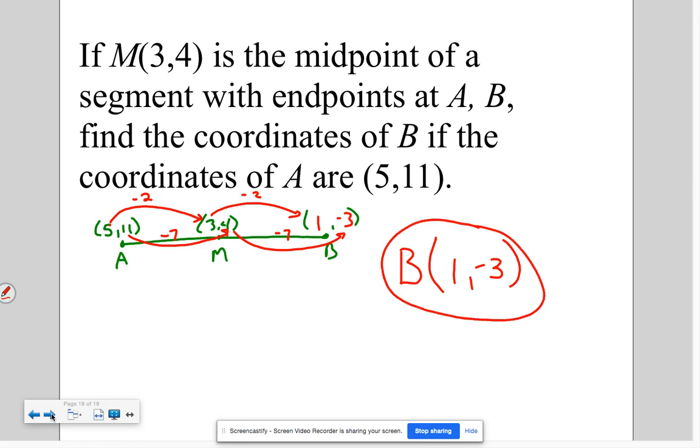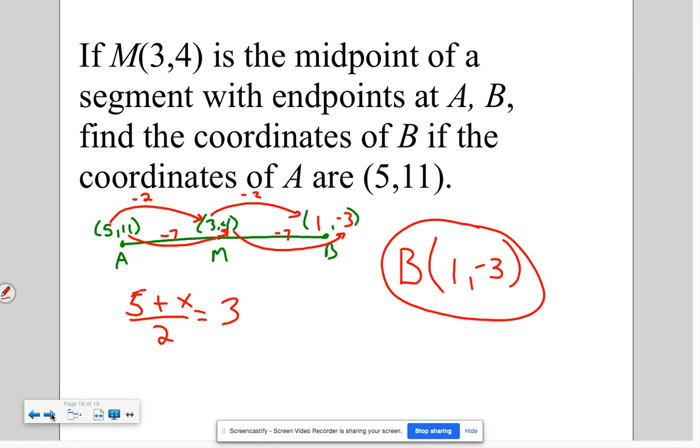Okay. Now, we could do this by taking our midpoint formula and setting up values where we had missing values. I'll do one of those with you. I'll do the x value. If I take my x value in A, let's do 5 plus x, where x is my missing B value, 5 plus x divided by 2 is going to equal the midpoint x, which is 3.